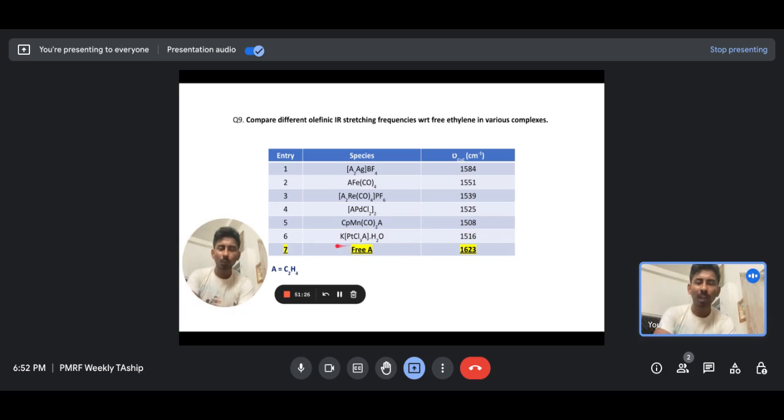So in the last case, where there is no such back donation taking place from the pi HOMO or into the sigma star, pi star LUMO, the value is highest in case of free ethylene, that is 1623. So this is the list, guys. Several examples have been taken up to substantiate the relative IR olefinic stretching frequencies with respect to free ethylene in various organometallic complexes.